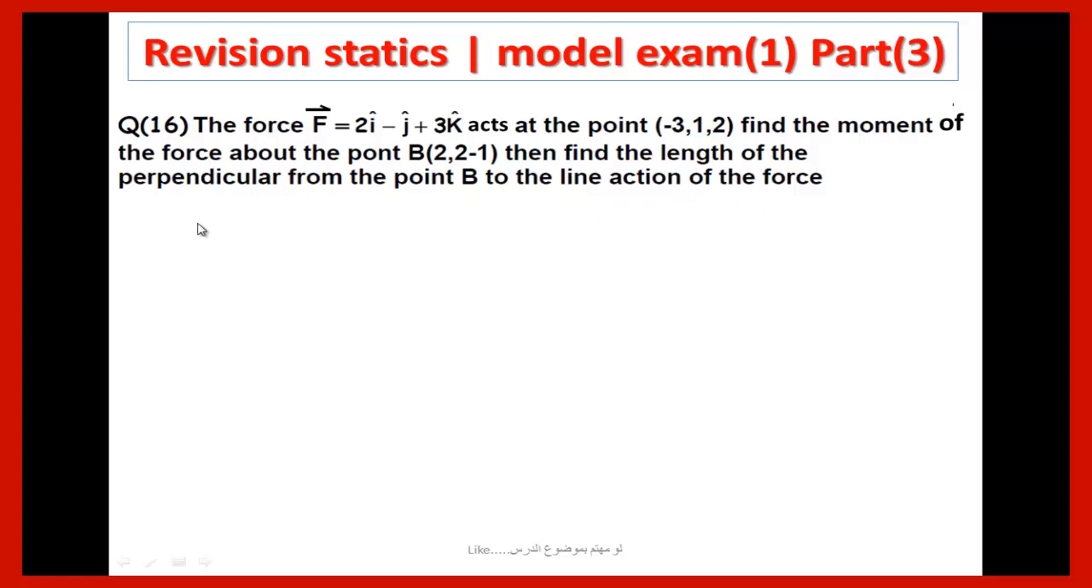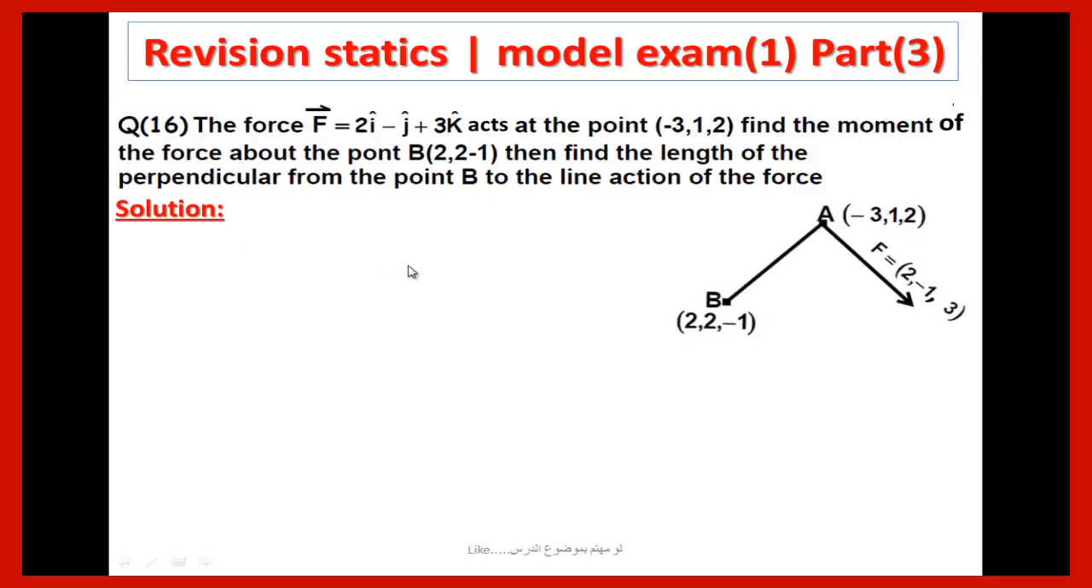Solution. We have the force F with components 2, -1 and 3 passing through the point A (-3, 1, 2). The required is to find the moment of the force F about the point B.